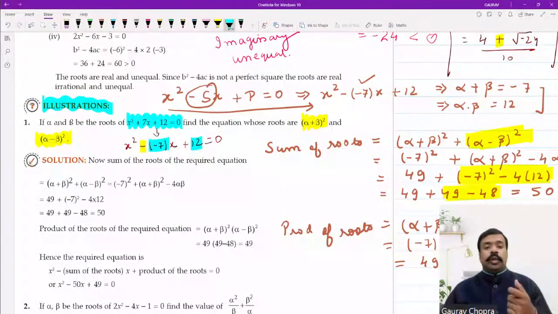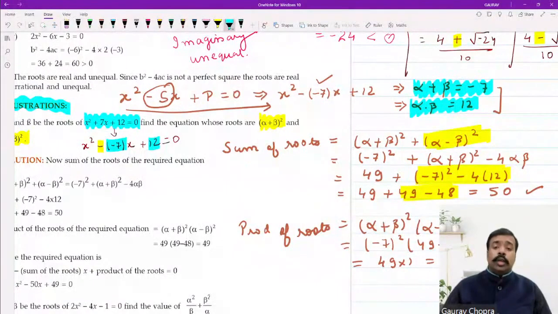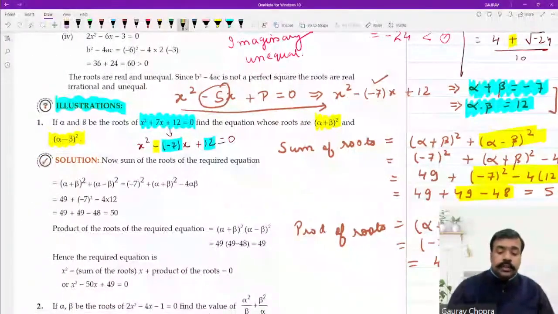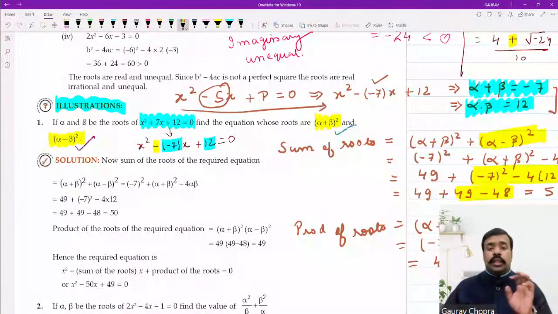So minus 7 upon 1 is minus 7, and minus 12 upon 1 is also minus 12. So in this manner, we have calculated alpha plus beta, that is the sum of roots, and alpha multiplied by beta, which is known as the product of roots. So these two things are available. Now we have to prepare that equation whose roots are (alpha plus beta) whole square and (alpha minus beta) whole square. So for these new roots, we have to again calculate the sum and product.